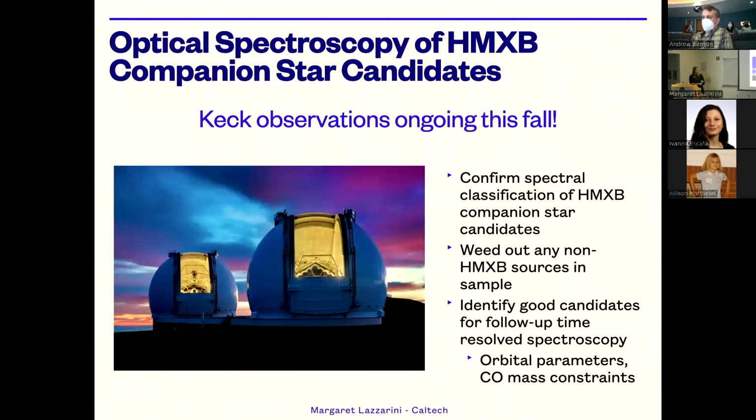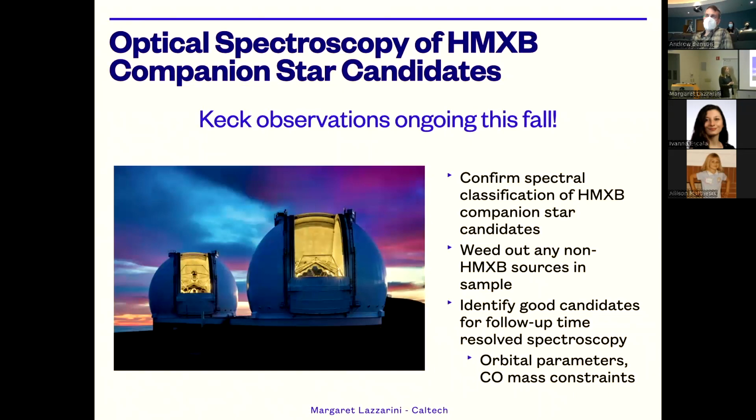It's also going to be really important for us to make sure that we weed out any background AGN that might have slipped through our quality cuts, because they're going to be very distinctive when we get their optical spectra. And then for future work, we're going to be able to identify good candidates for follow-up time-resolved spectroscopy. There's only one HMXB in both of these galaxies that is confirmed to have a compact object mass that's been measured, M33 X-7. So this is a really exciting opportunity to expand that sample, and hopefully if we can get some orbital parameters, we could get some mass constraints on the compact objects in more than just one of these systems.